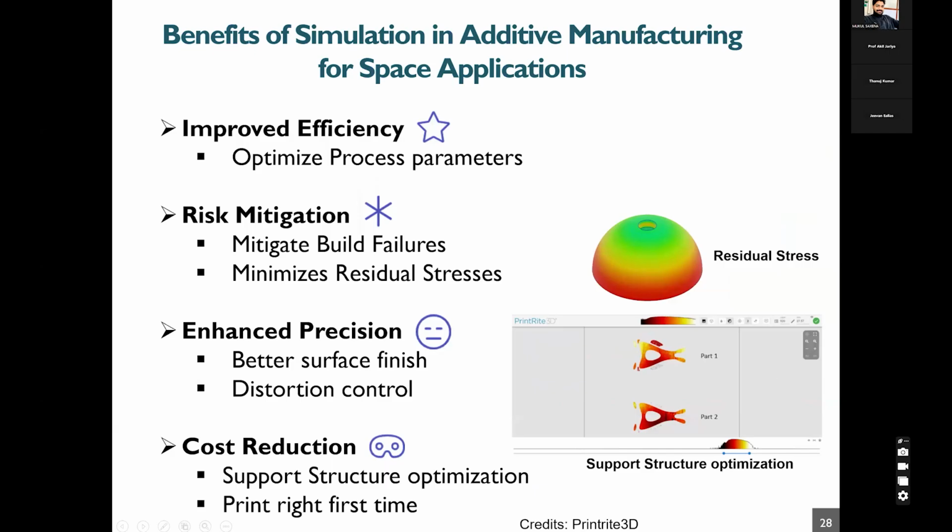Coming to the benefits of simulation in additive manufacturing, we are looking at improved efficiency by optimizing process parameters. We are mitigating the risks of build failures, and we are also trying to minimize the residual stresses. Depending on the part orientation, the residual stresses can vary. Also, by simulations, we are looking at achieving better surface finish and distortion control. Ultimately, we are also trying to reduce the cost by optimizing the support structures, and we are trying to print a part right the first time.